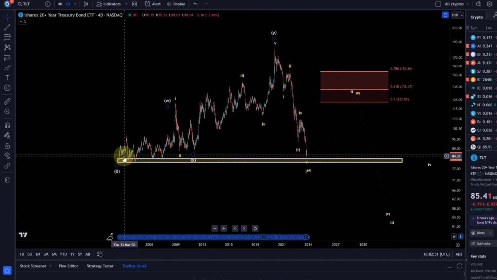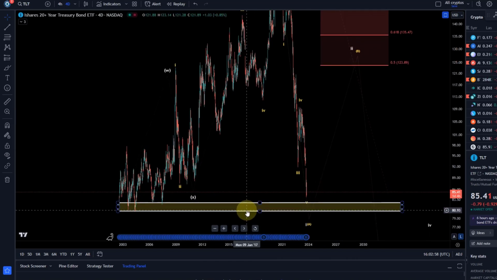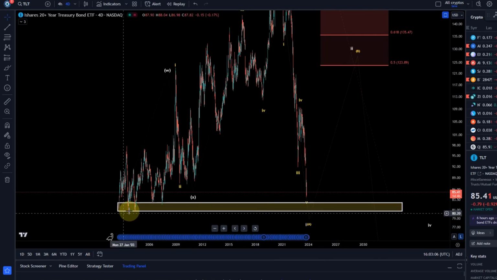Now, at the moment, it's all about where are we here. First of all, we need to establish that there is strong support structurally between, let's say, $80.80 and $82.70 roughly. So this is structural support.